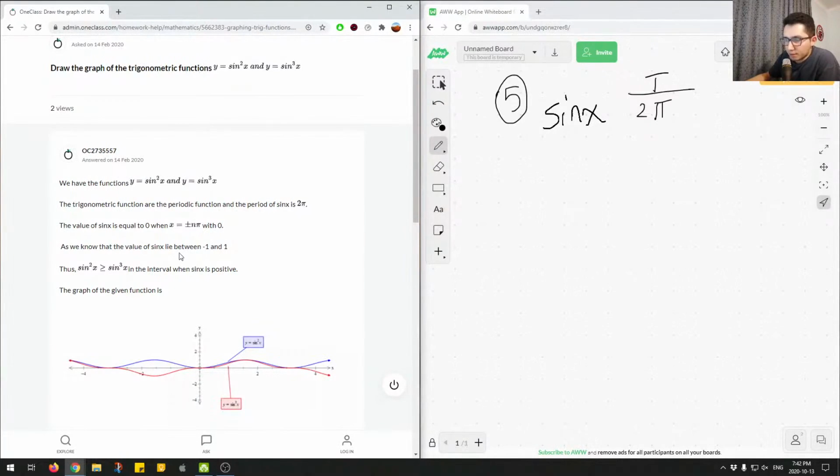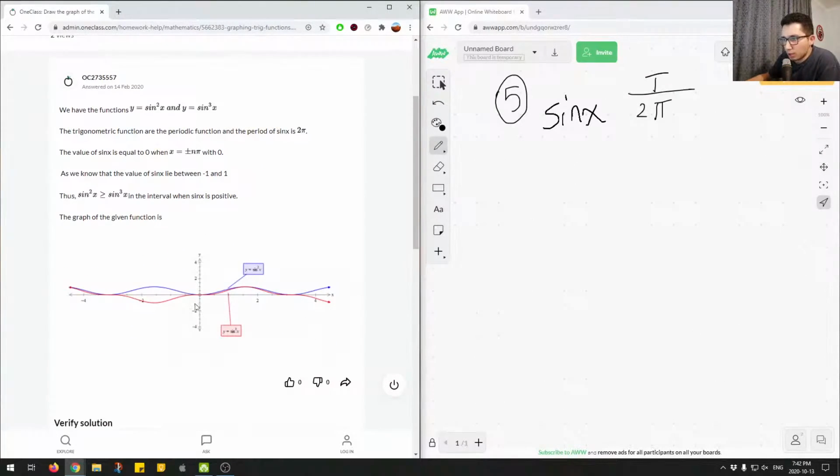As we know, the value of sine x lies between -1 and +1. Here, sine squared x is greater than or equal to sine cubed x in the interval when sine x is positive. And then they plot the two graphs.